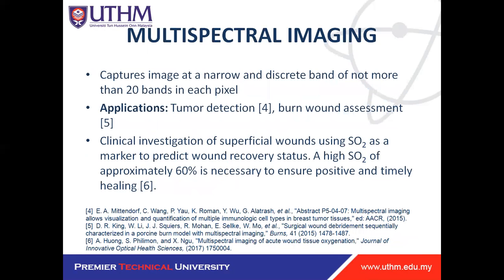A multispectral imaging system, although similar to the hyperspectral imaging system, differs in terms of sampling number of data. This system captures images at a relatively narrow and discrete band of not more than 20 bands in each pixel. Thus, a shorter computational time is required for the analysis of multispectral datasets. Some of the notable achievements of this technique include tumor detection and burn wound assessment.